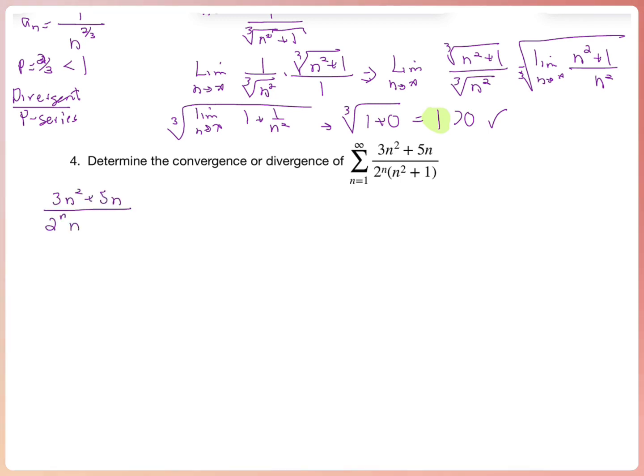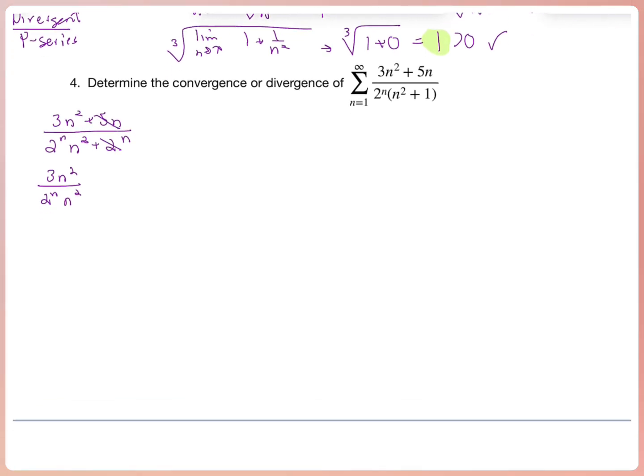And so if I distribute that 2 to the n and get rid of the parentheses on the bottom, then my numerator on top, the highest degree is 3n squared. And on my bottom, the highest one is 2 to the n times n squared over n squared. And then the n squareds cancel out. And so this is 3 over 2 to the n. So let's try comparing it to something similar to that. An easy one that's similar would be just 1 over 2 to the n. So we're going to compare it to that series.